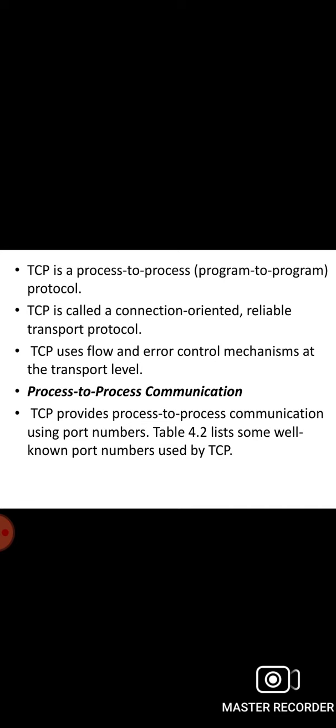In addition, TCP uses flow and error control mechanisms at the transport level. TCP is called a connection-oriented, reliable transport protocol. It adds connection-oriented and reliability features to the services of IP. Before we discuss TCP in detail, let's explain the services offered by TCP to the process at the application layer. Like UDP, TCP provides process-to-process communication using port numbers, as I said earlier.